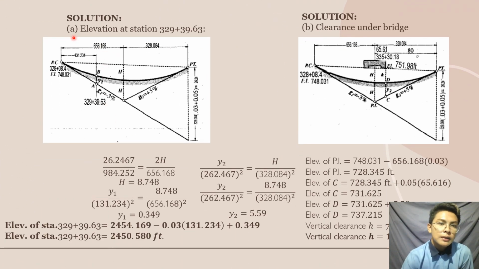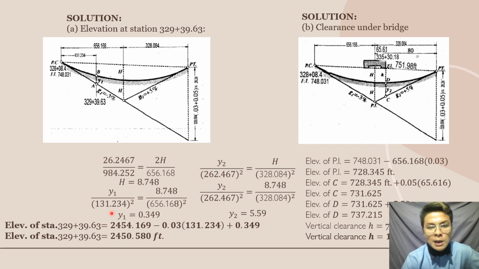First, we must get the elevation at station 329+39.63. This is our given figure. We must first get our h. Using the formula, 26.2467 divided by 984.252 is equal to 2h divided by 656.168. So our H is equal to 8.748.